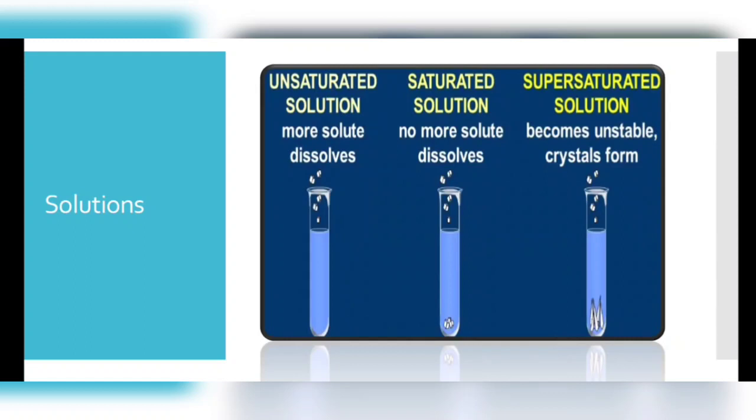Unsaturated solutions are those solutions in which you can dissolve more and more solute. It means it does not reach the level where you cannot dissolve more solute in it. A saturated solution is a solution in which no more solute can get dissolved in it.